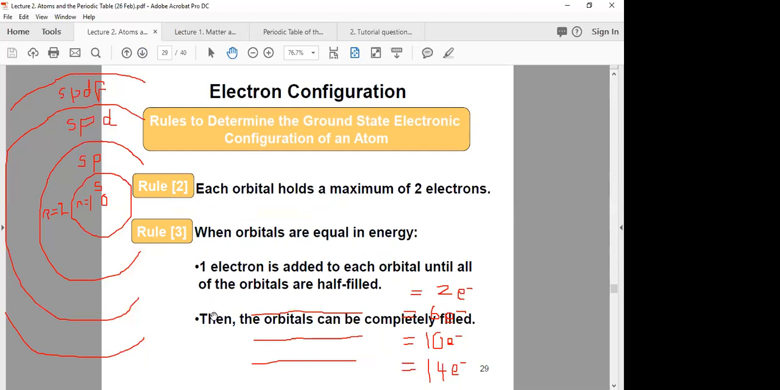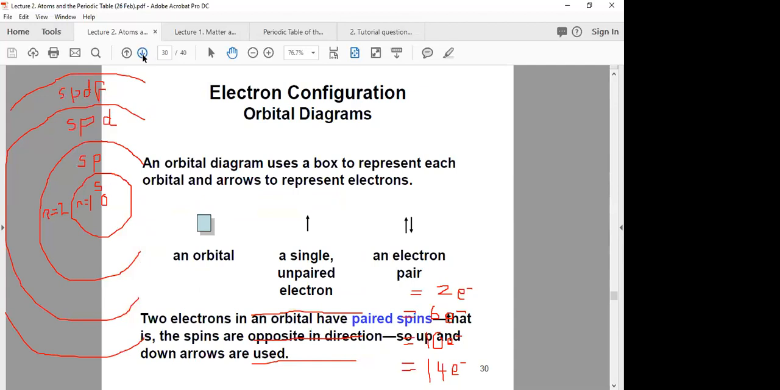And don't worry too much about rule 3 because this applies to a certain way of doing electronic configurations, which is shown here, which we won't actually be using. So when you're determining electronic configuration, you can use this particular system where a box represents each orbital and a single electron is denoted as an arrow. An electron pair, so 2 electrons, are denoted by an up arrow and a down arrow.